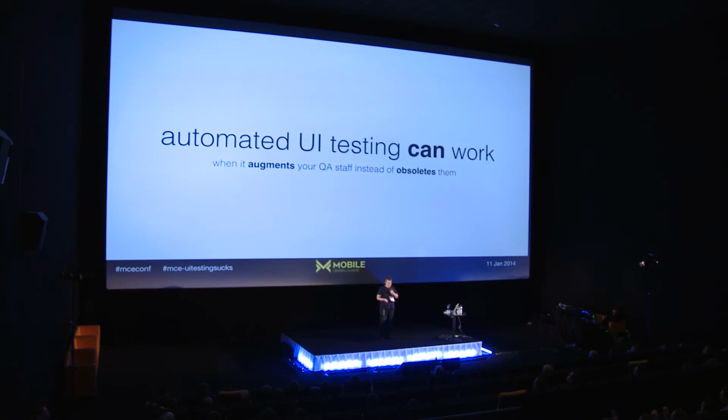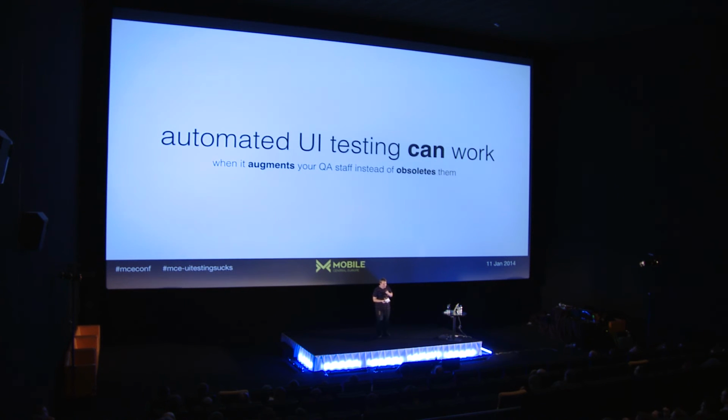So here's some good news. Automated UI testing can work when it augments your QA staff instead of obsoleting them, right? There are many companies that have QA engineers, and what happens when you have QA engineers is they sometimes have to test everything manually. So you can get a significant savings if you can get 10, 20, 30, 40, 50% of your testing done automatically. That's a significant win for an organization that has a QA department.